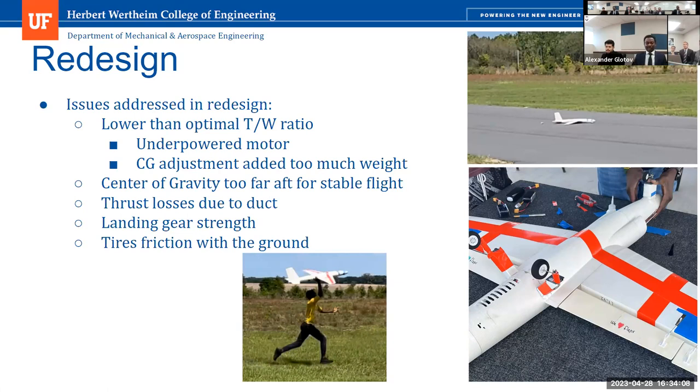Furthermore, we assessed that the landing gear that we had ended up using suffered from a mechanical failure after that landing. You could see in that picture in the top right, the landing gear sort of kicked out from underneath the plane. And we also discovered that after attempting to use foam tires, we assessed that there was too much friction between the tires and the ground, and those were things to correct.